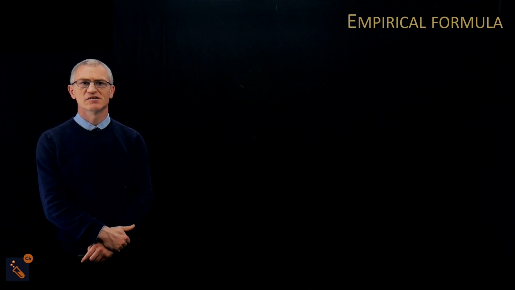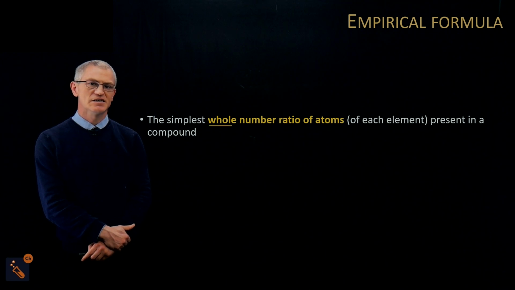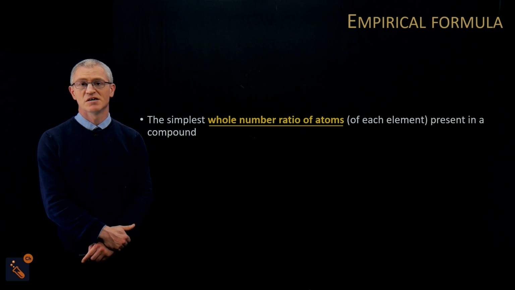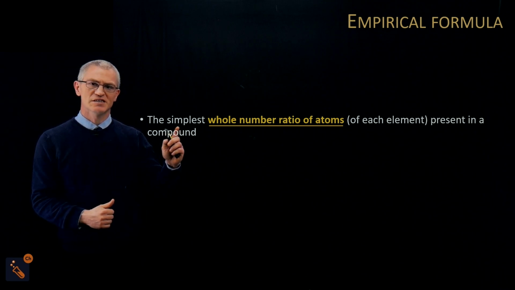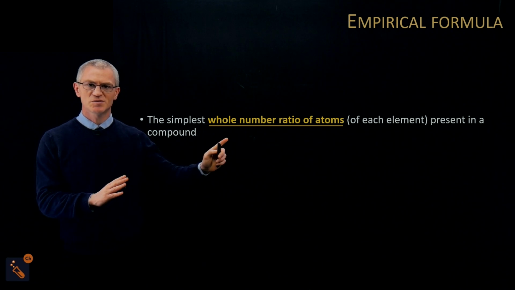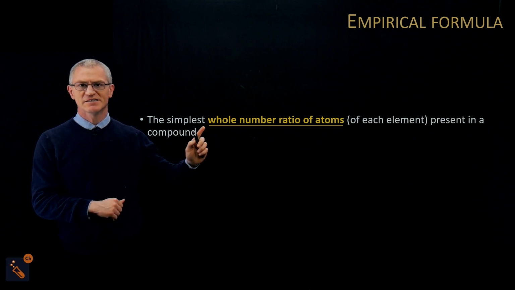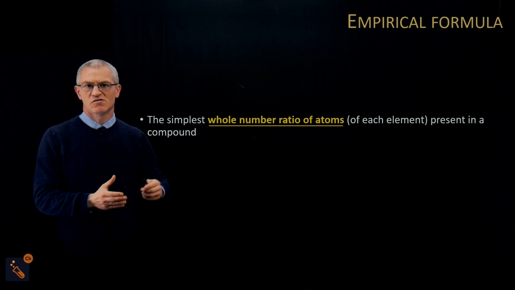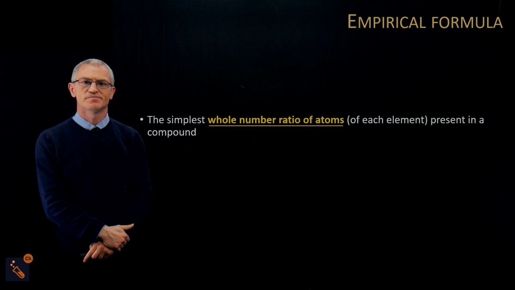Now, how does that relate to the empirical formula? The empirical formula is the simplest whole number ratio of atoms of each element present in a compound. Again, what does that mean? The really important thing is it's a whole number ratio. So it must be a whole number. And it's the simplest, so it must be reduced down to 1 in relation to another number.